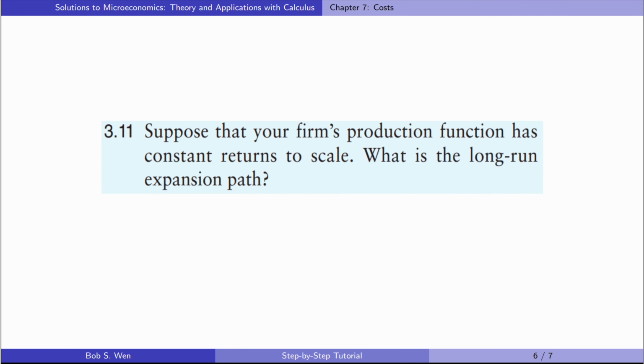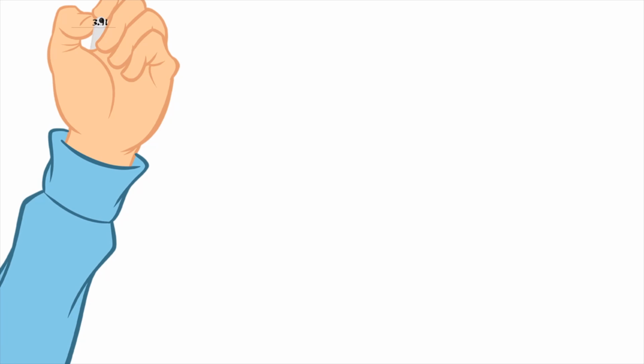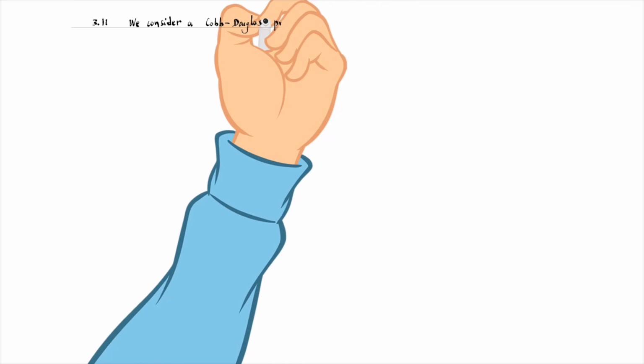Let's solve exercise 3.11. Suppose that your firm's production function has constant returns to scale. What is the long-run expansion path? This exercise concerns the relationship between the returns to scale and the expansion path. We consider a Cobb-Douglas production function.